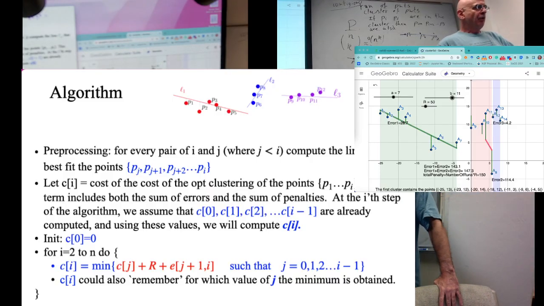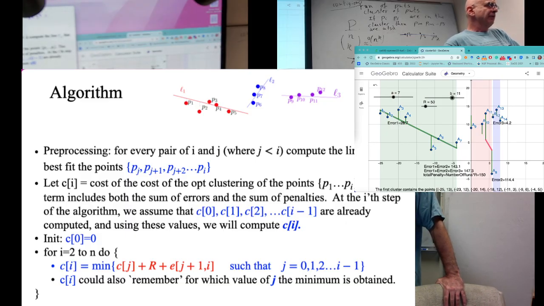And now, like in all dynamic programming algorithms, we have a table. I mean, I need to store a table of values. For Dijkstra, it was the estimated distance to every vertex. For LCS, it was the length of the LCS for prefixes of x and y.